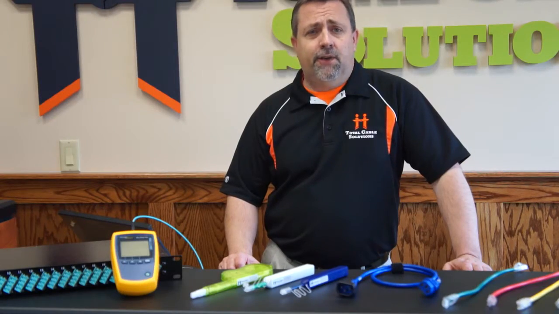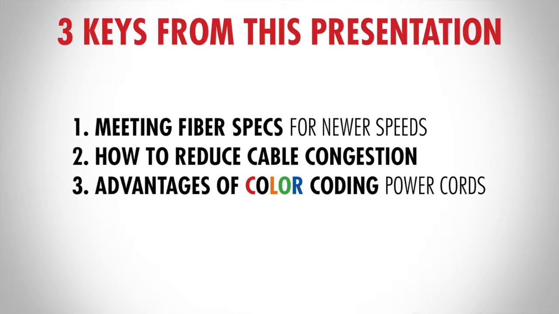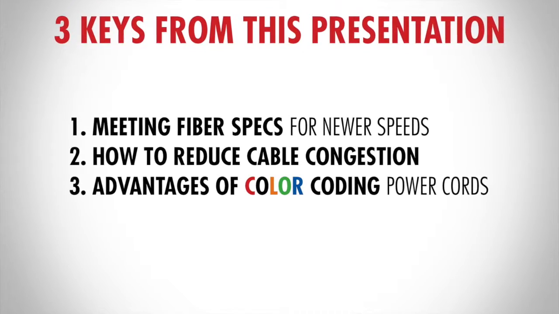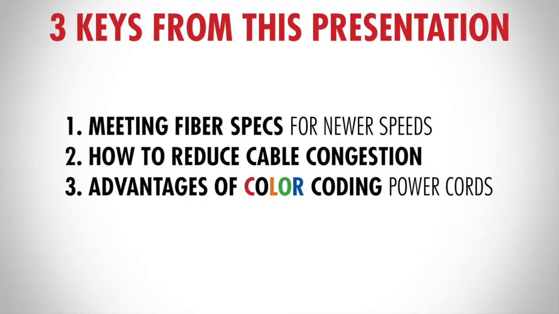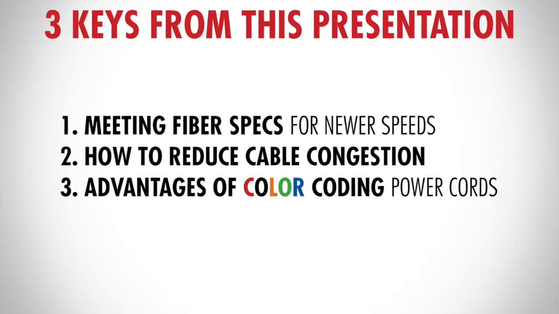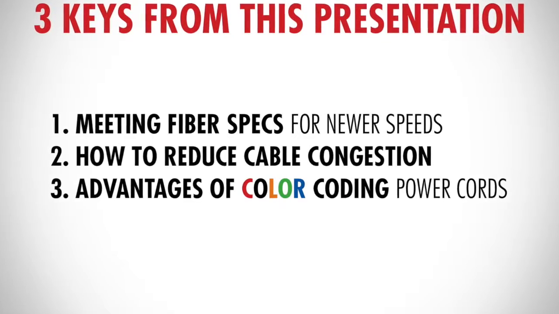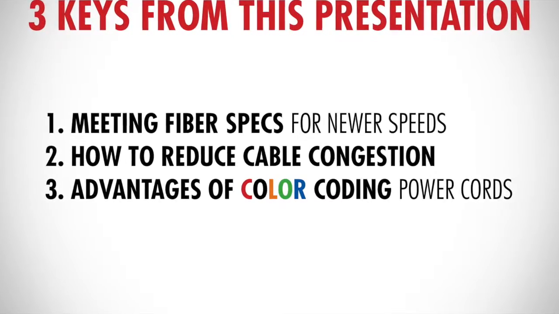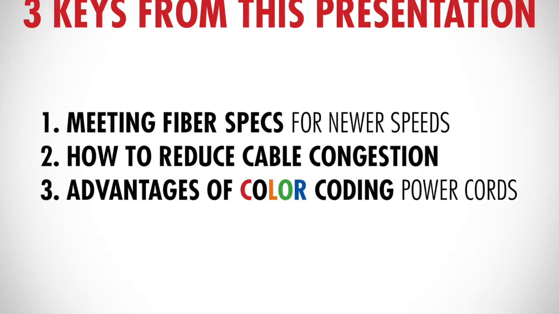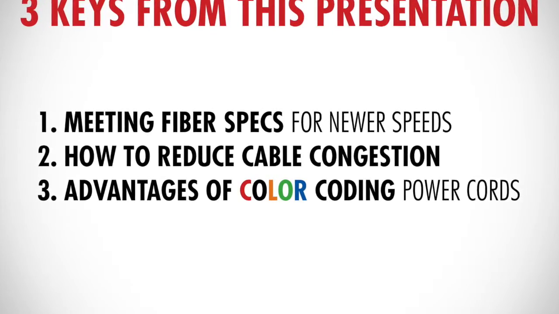So we covered an awful lot in this Cable Corner Extra. We talked about some of the new fiber specs that are required to support the 400 gig speeds that are coming out, and some that are available today, as well as some of the things that you can do to reduce cable congestion in your racks and in your data center. And also some of the advantages of color coding your category and power cord connections to the PDUs.